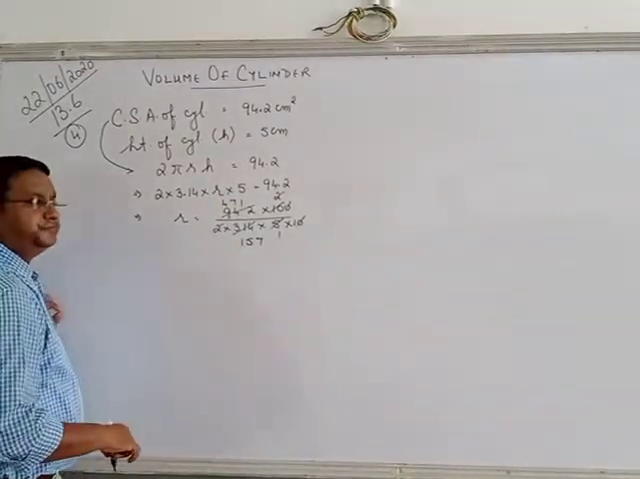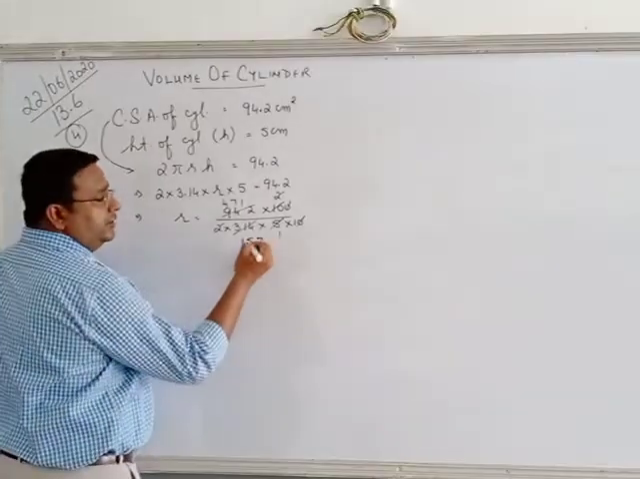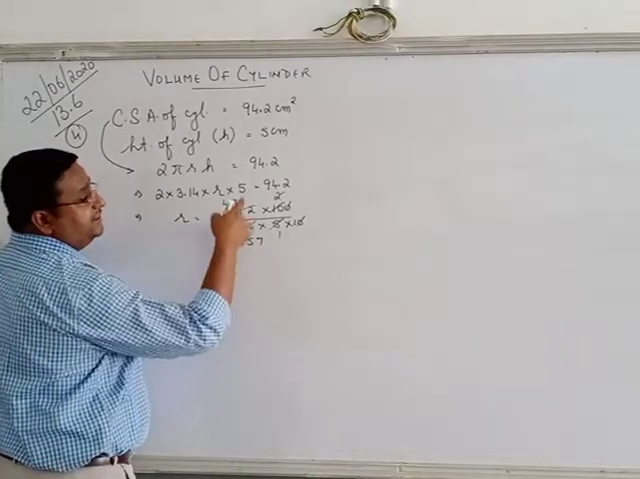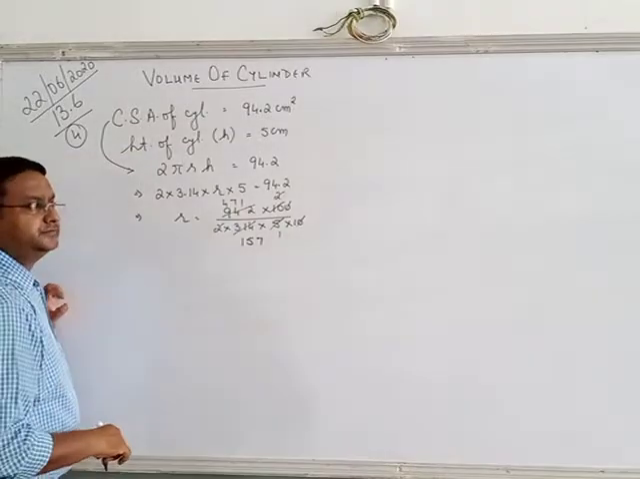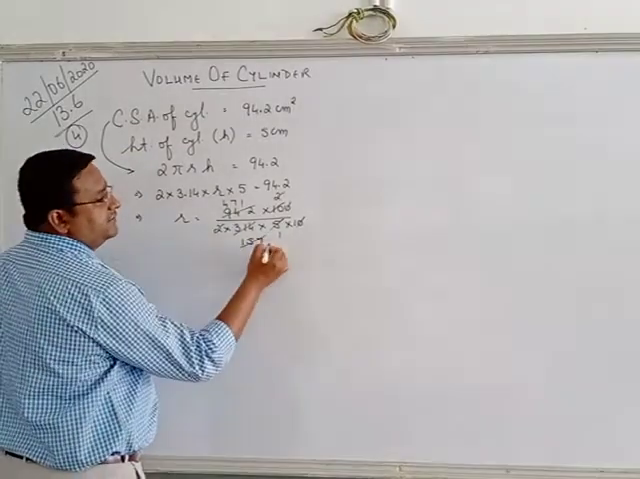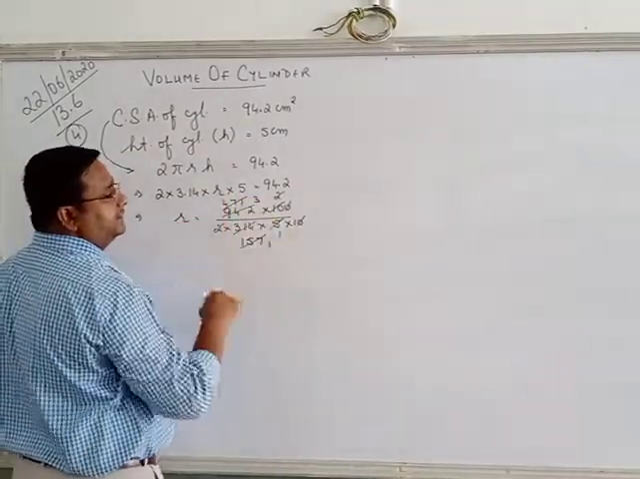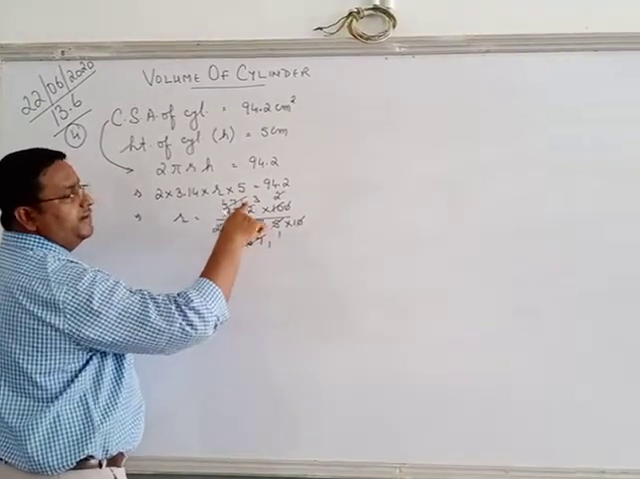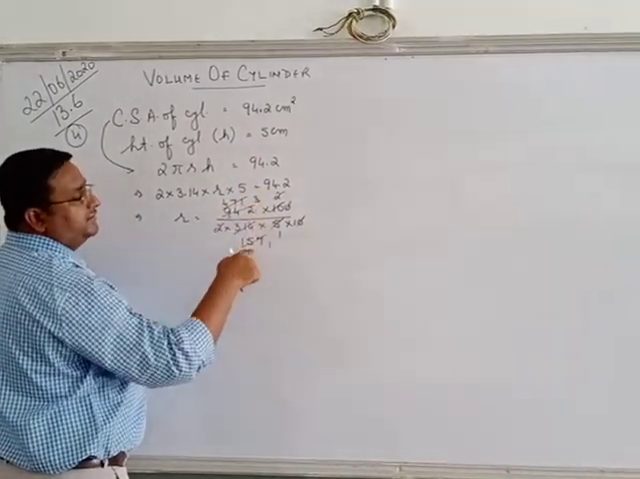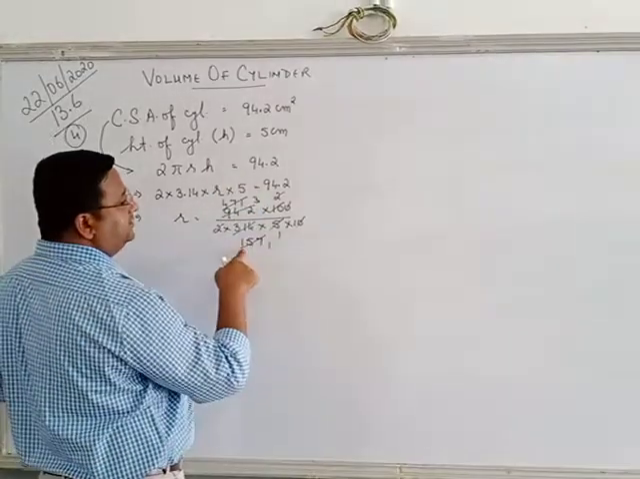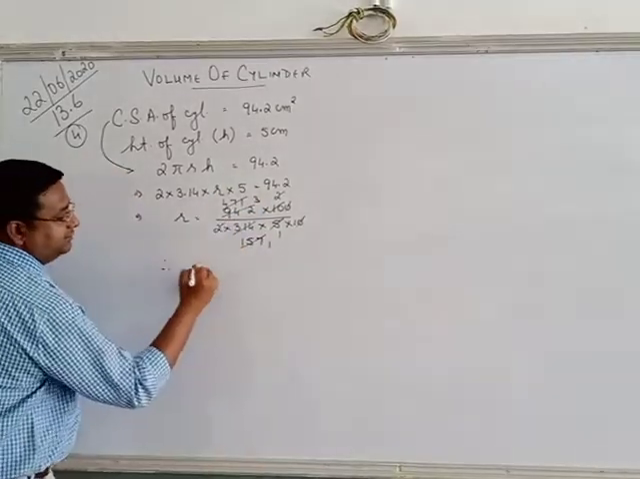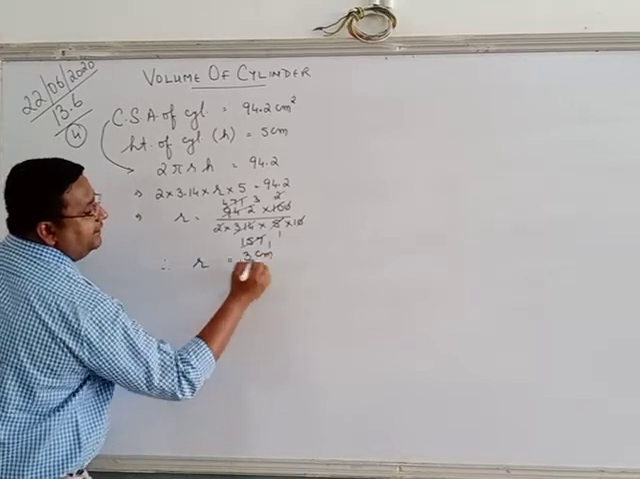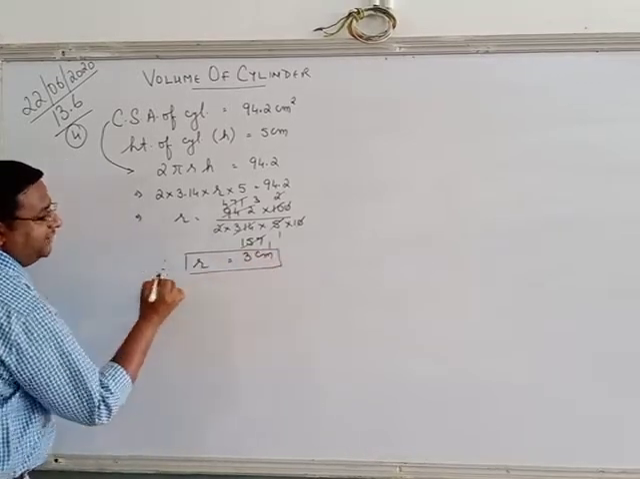Divisible by 3. Sorry, divisible by 157. 157 goes how many times? 3 times. 157 3s are: 3 7s are 21, carry 2; 3 5s are 15 and 2 is 17, carry 1; 3 1s are 3 and 1. So radius is equal to how much? 3 centimeters. Next he says find volume.